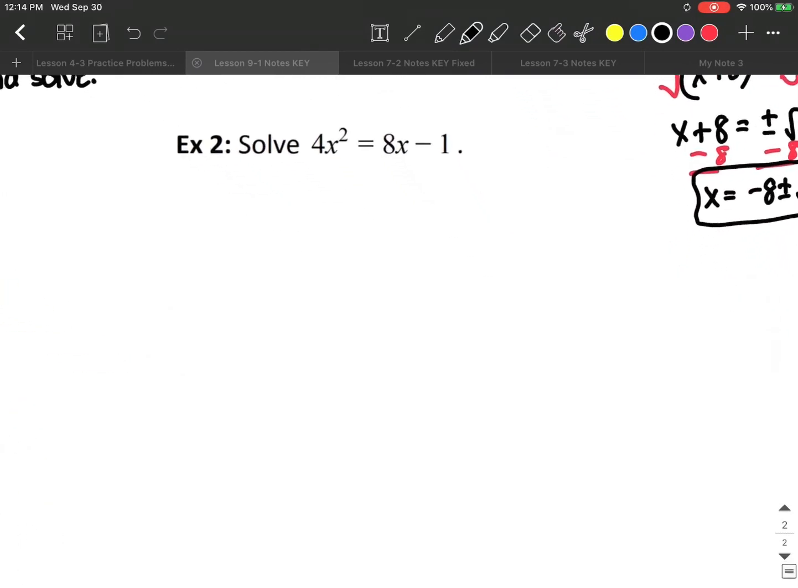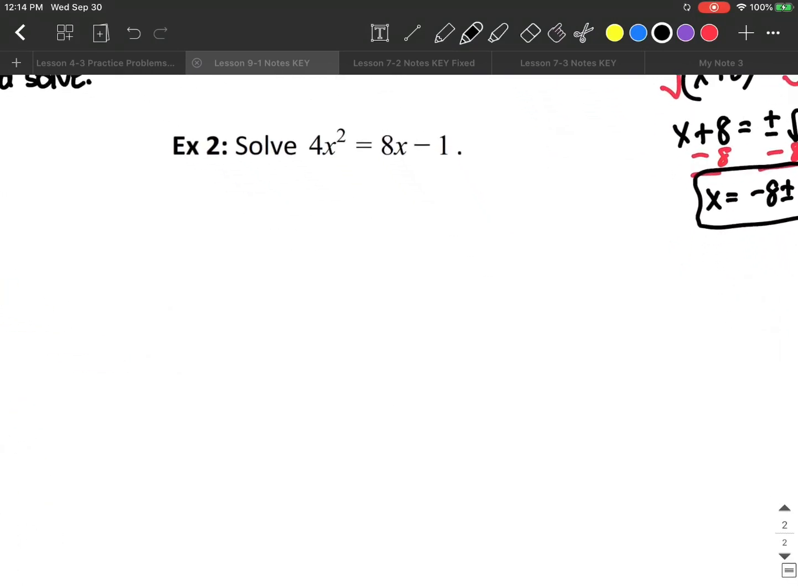And then for the last example, the first thing I want to do is get the x terms by themselves on one side, so I need to get that 8x to the other side by subtracting it from the right. And I get 4x squared minus 8x is equal to negative 1. From there, I want to see what completes the square. I don't see it. I have a 4 in front of the x squared. That doesn't work for me for a perfect square.